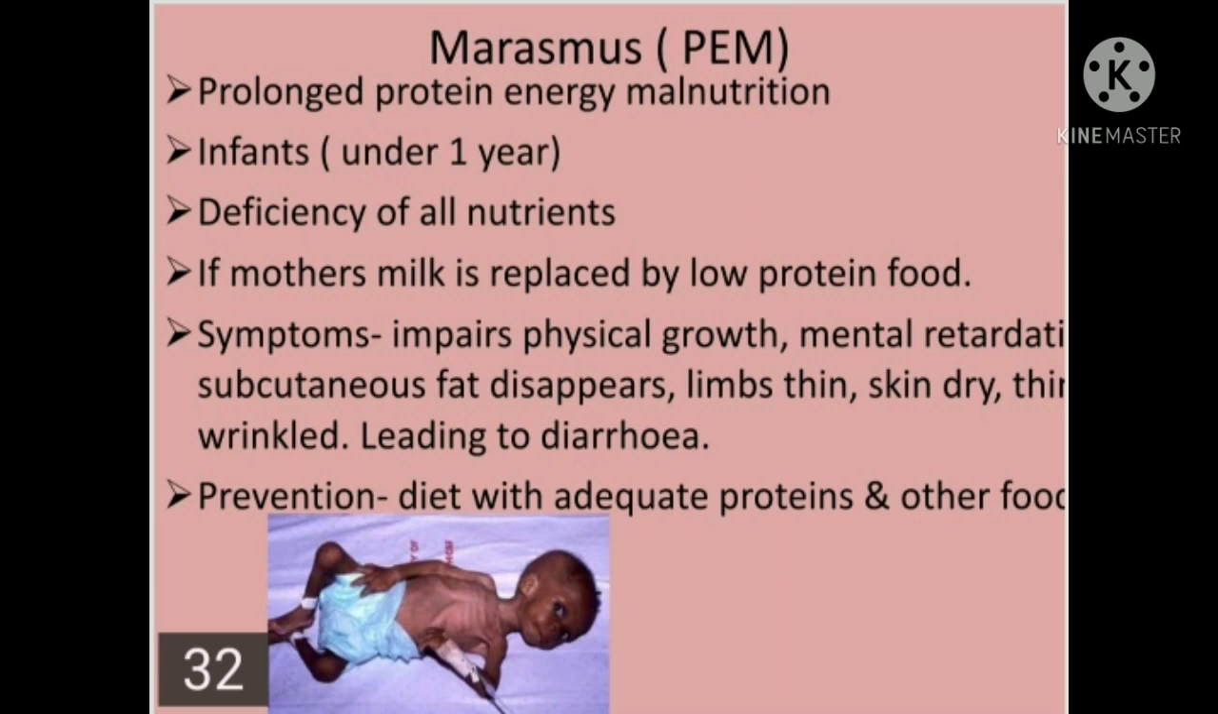Then it happens to the infants. Infants are the babies under 1 year of age. They are called infants. Then it contains the deficiency of all nutrients. Coming to next, if mother's milk is replaced by low protein food, then it will give rise to marasmus.